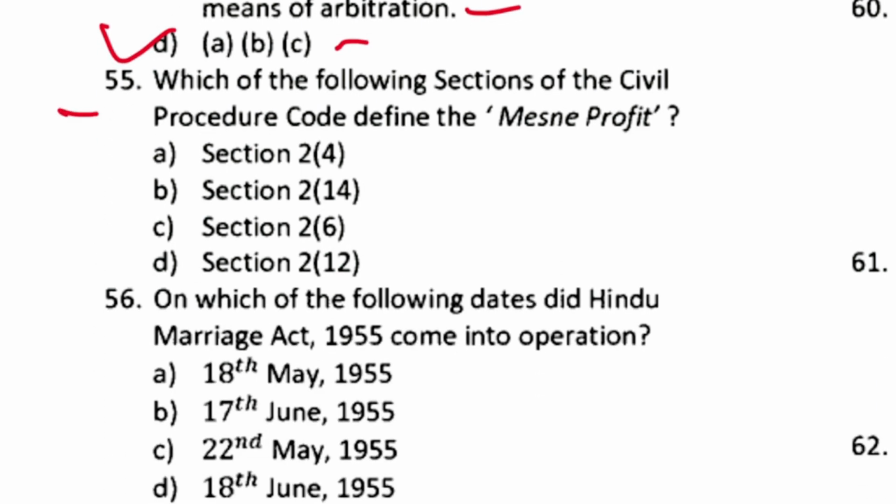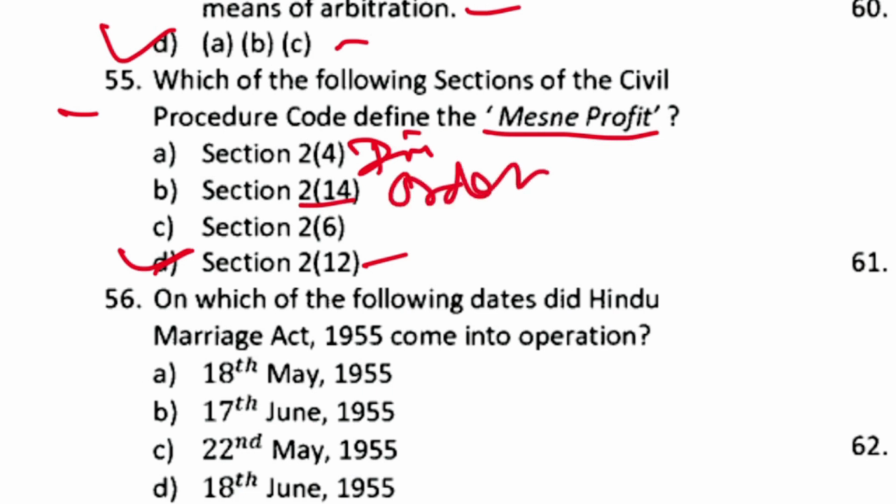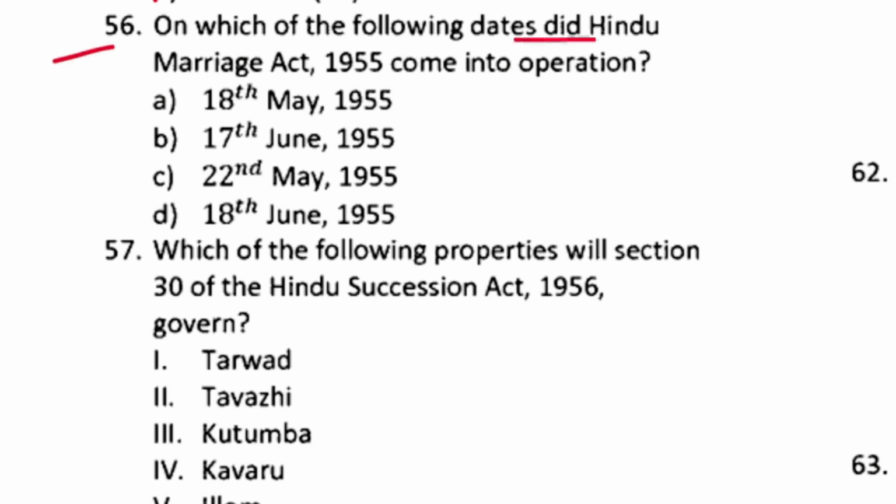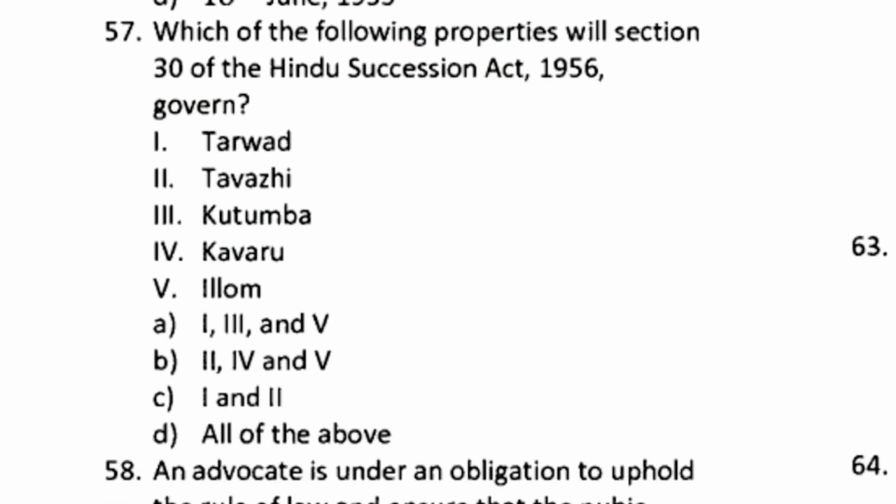Next 55. Which of the following sections of CPC defines mesne profits? It is in section 2(12). D is the answer. 2(4) is district. 2(14) is order. 2(6) is foreign judgment. Next 56. On which of the following dates did the Hindu Marriage Act 1955 come into operation? On 18th May 1955. A is the answer. Next 57. Which of the following properties will section 30 of the Hindu Succession Act govern? Tarwad, Tavazhi, Kutumba, Kavaru, Illom. All of the above. D is the answer.